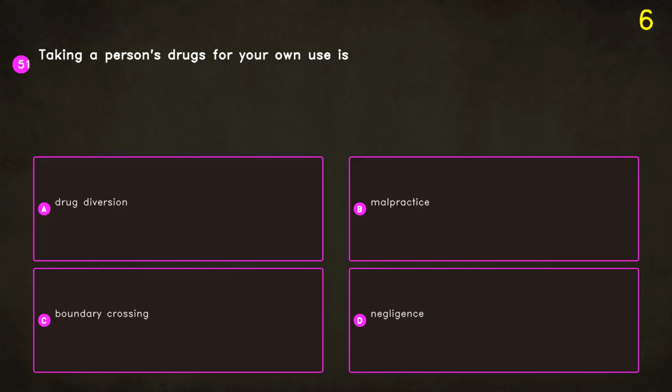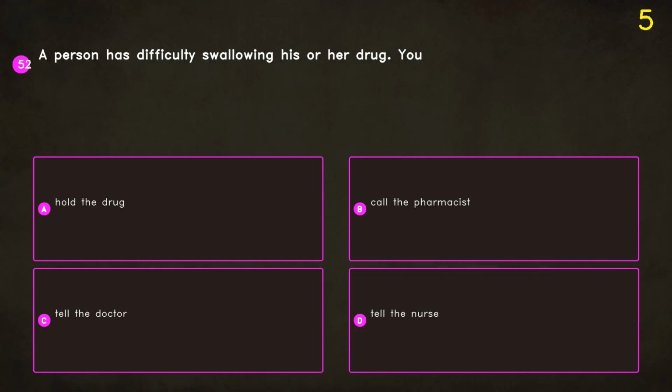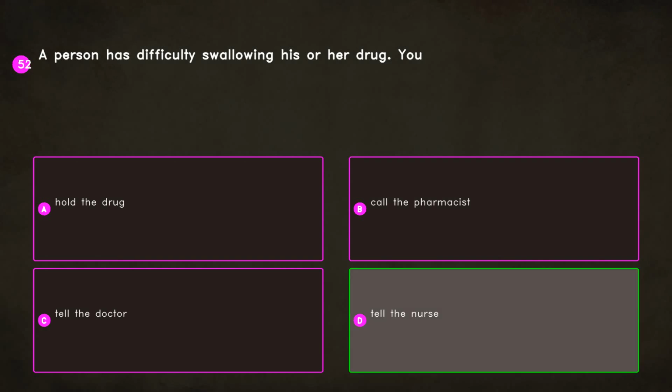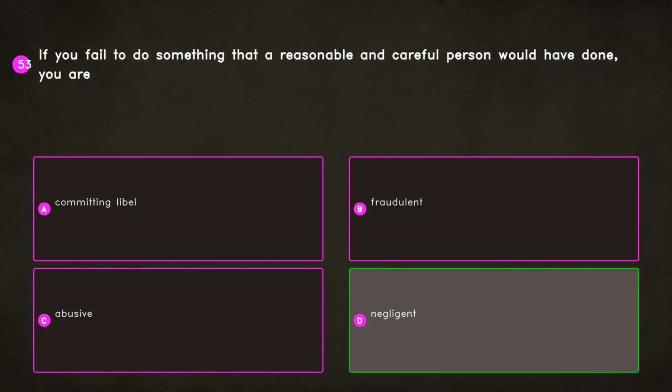Question 51. Taking a person's drugs for your own use is A. Drug diversion. B. Malpractice. C. Boundary crossing. D. Negligence. The correct answer is drug diversion. Question 52. A person has difficulty swallowing his or her drug. You A. Hold the drug. B. Call the pharmacist. C. Tell the doctor. D. Tell the nurse. The correct answer is tell the nurse. Question 53. If you fail to do something that a reasonable and careful person would have done, you are A. Committing libel. B. Fraudulent. C. Abusive. D. Negligent. The correct answer is negligent.